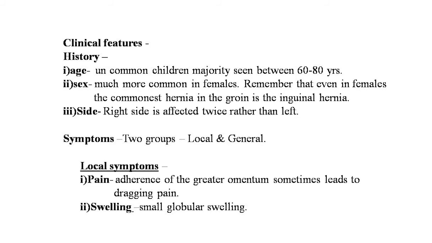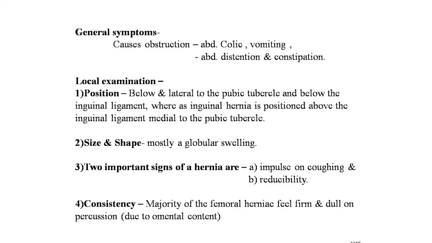The right side is affected twice as often as the left. Symptoms: there are two groups of symptoms in femoral hernia, the local and the general. In local symptoms, pain: adherence of the greater omentum sometimes leads to a dragging pain. Swelling: a small globular swelling is there. And in the general symptoms, the causes of obstruction are abdominal colicky pain, vomiting, abdominal distension and constipation. These are the general symptoms in femoral hernia.